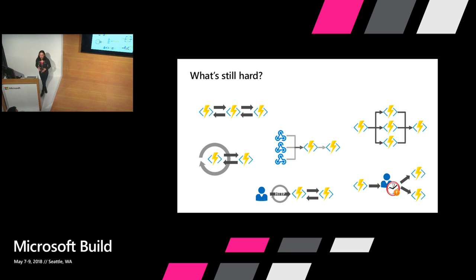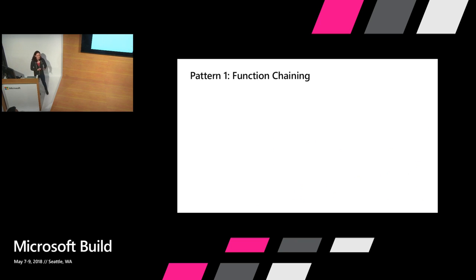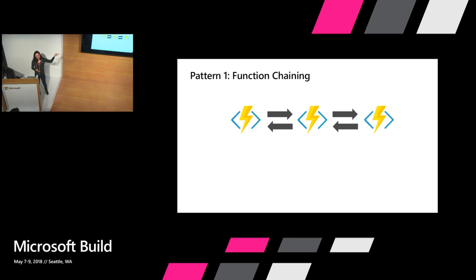But I will talk about two of the patterns and how you would approach them in Azure Functions, and then how you could approach them in Durable. So let's look at the first, simplest case, function chaining. Function output becomes input, and then it all comes back, and I do something with it.